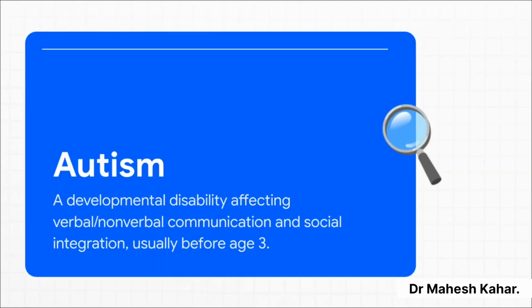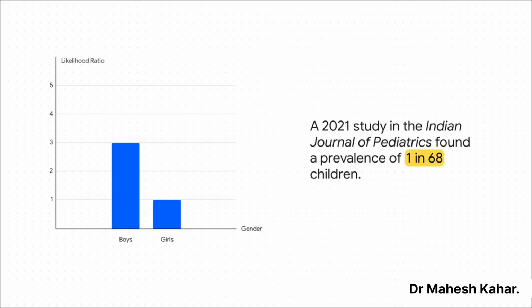One of those is autism spectrum disorder, or ASD. This is a condition tied to brain development that mainly impacts social communication and how a person interacts with others. The first signs usually appear really early, often before a child is even 3 years old. And to put this into a local context, a 2021 study from the Indian Journal of Pediatrics found some pretty incredible numbers. It estimated that 1 in every 68 children in the country has autism. And look at this, it's diagnosed about 3 times more often in boys than in girls.